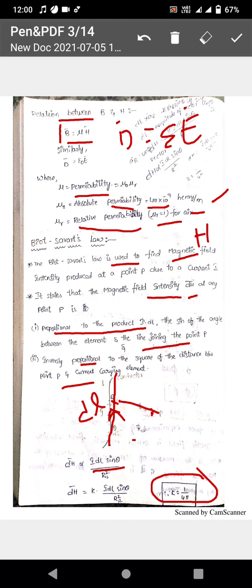R12 means the distance vector from the point P to dl. That is I dl sin theta by R12 square. Understand this Biot-Savart's law, how can we apply? Simply, Biot-Savart's law is directly proportional to I, the current flowing in the element, and differential length and the angle, and inversely proportional to the square of the distance between the point P and the current carrying element wherever the current is flowing.